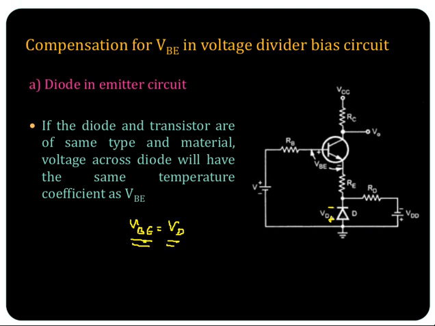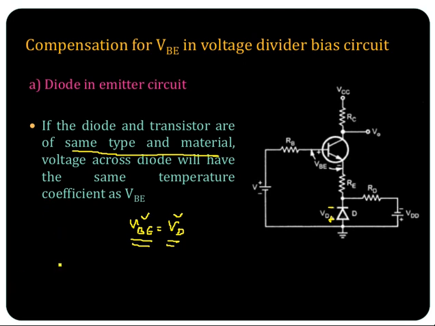If both have the same temperature coefficient, it means that for a degree rise in temperature, the change in VBE, we have seen a value, is minus 2.5 millivolt per degree Celsius. So the same change will occur in VD since both the diode and transistor are of the same type and material. So the voltage across them will have the same temperature coefficient. So we can analyze this circuit.